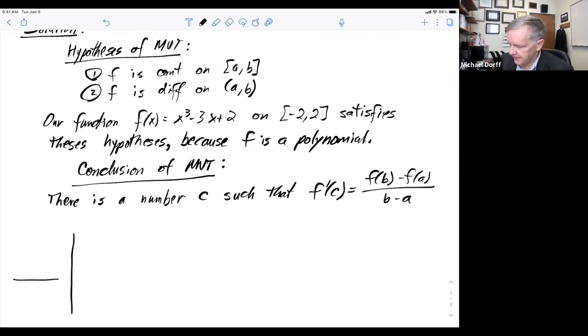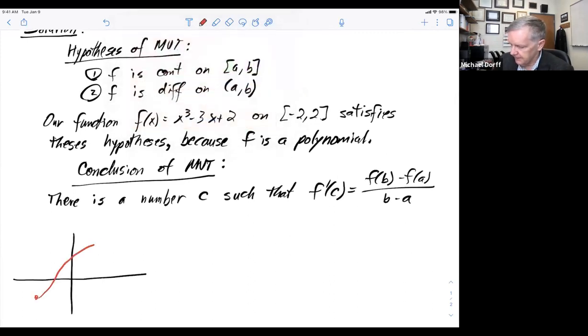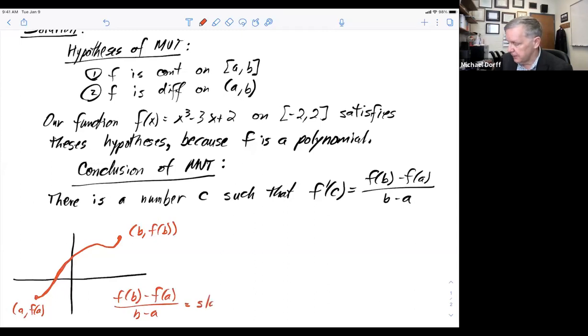Well, it means if I graph my function here, let's say my function looks something like this. Okay, it's a continuous function and it's differentiable. This point here we're going to say is a, f of a, and this point here is going to be b, f of b. What does f of b minus f of a over b minus a equal? What does it represent? It's the slope of the line that contains a and b. So it's the slope of this line. It's the slope of that purple line right there.